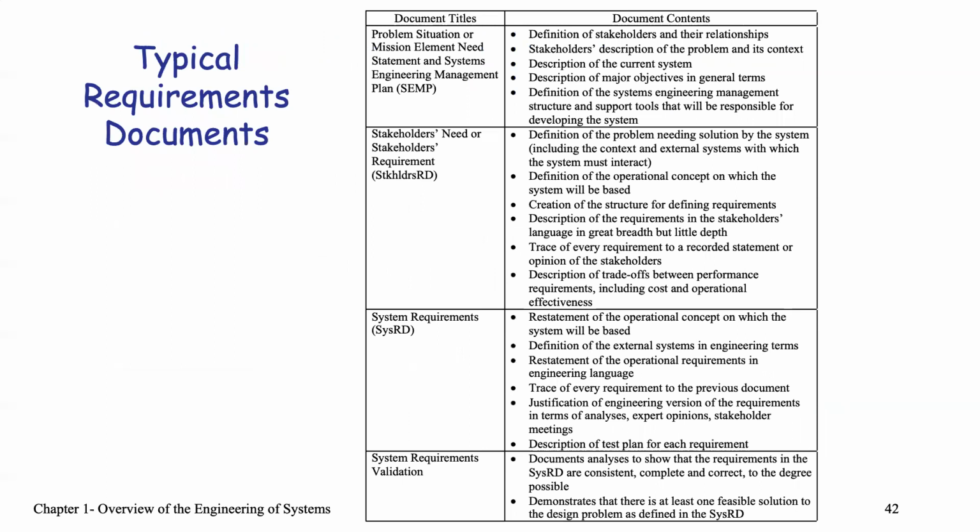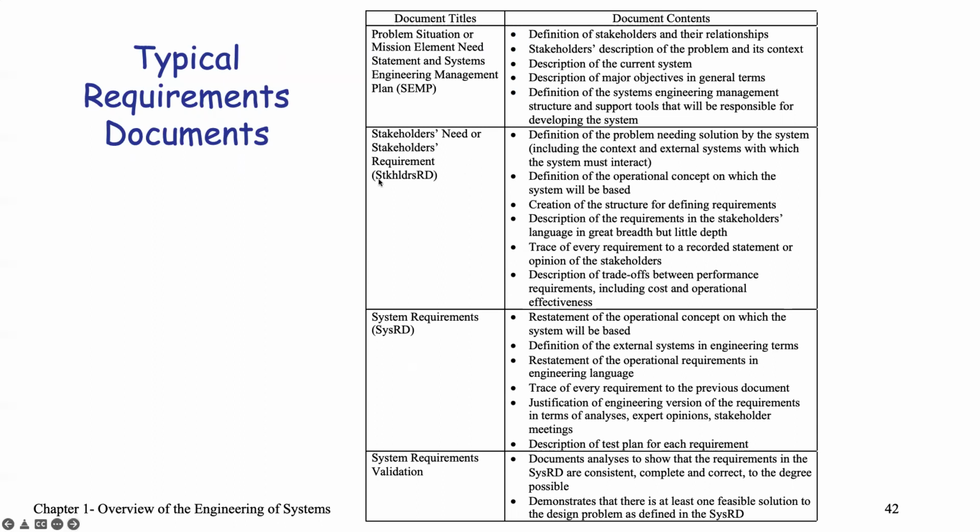So for typical requirements documents, you may see some variations in these names, but for example, a problem situation and mission element needs, you need to have a need statement, a problem statement. So that's going to be important. A SEMP, a system engineering and management plan, that is something that's going to be key. And since this course is more focused on system engineering, it's good that that's brought up early on.